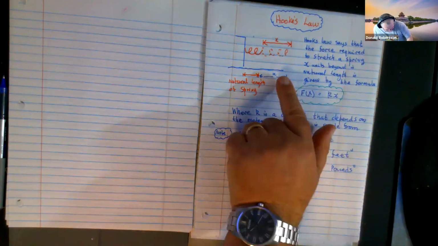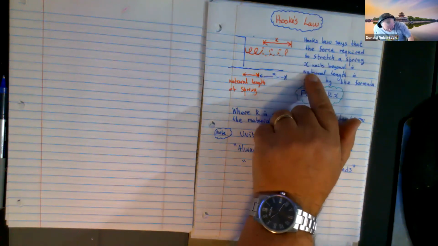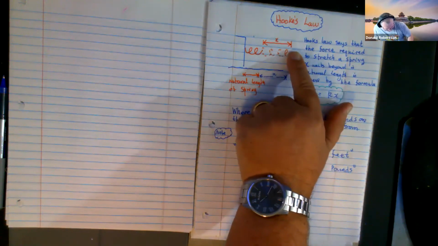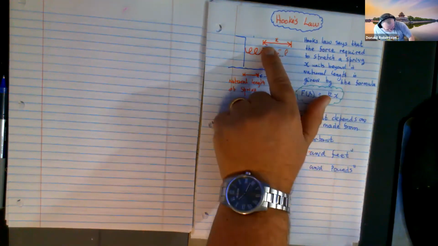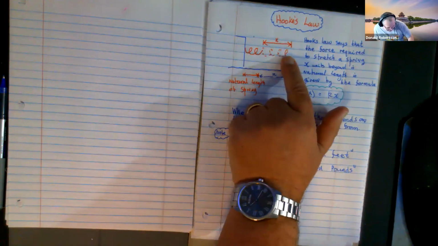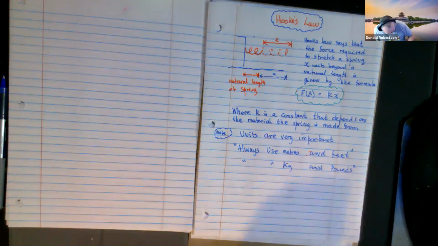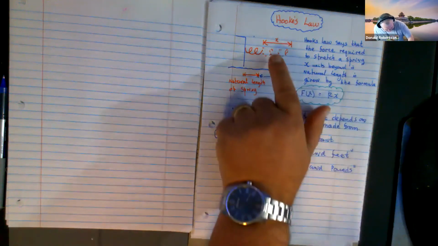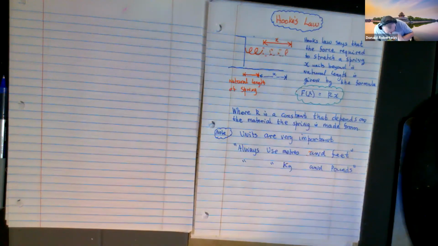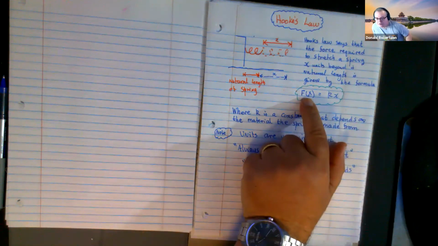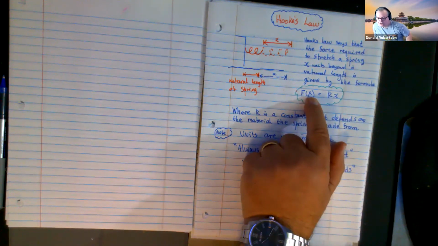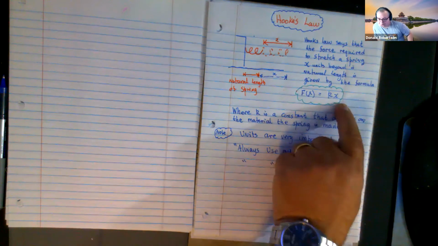The force required to stretch it X units beyond its natural length. We don't measure X as the total length of the spring. X is the extra bit you stretched it. You have to be careful of that sometimes. X units beyond its natural length is given by this force function: the force to do X units is just K times X.